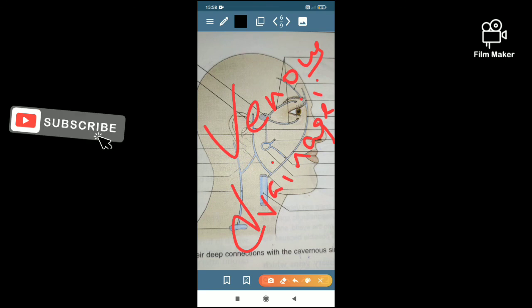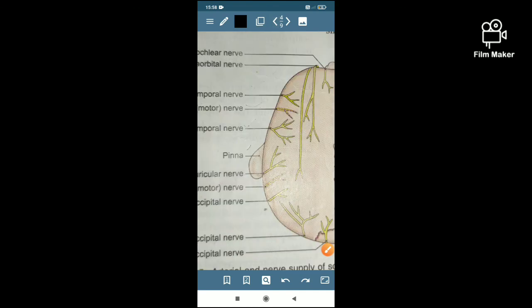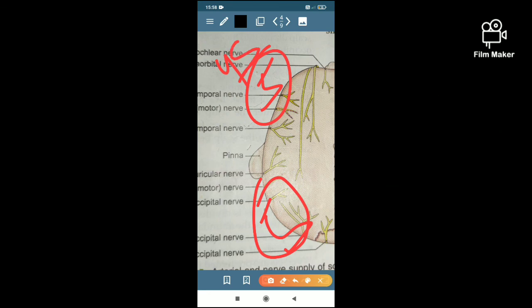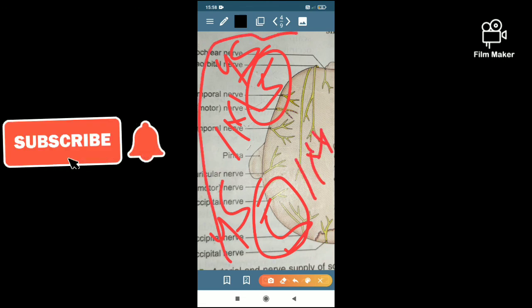Next I will explain the nerve supply of the scalp. Actually, there are 5 nerves here and 5 nerves here. In the 5, we have 4 sensory and 1 motor nerve, and on this side also 4 sensory and 1 motor. You can list all these nerves and you should study.